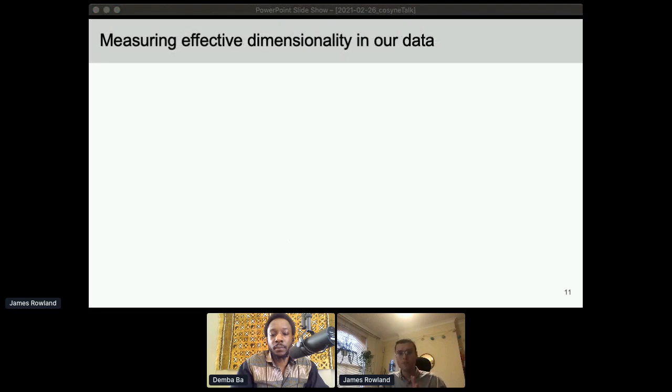So as I alluded to previously, the one feature that I'm going to focus on today is effective dimensionality. This is motivated as effective dimensionality has previously been linked to attention, arousal, and behavioral performance.